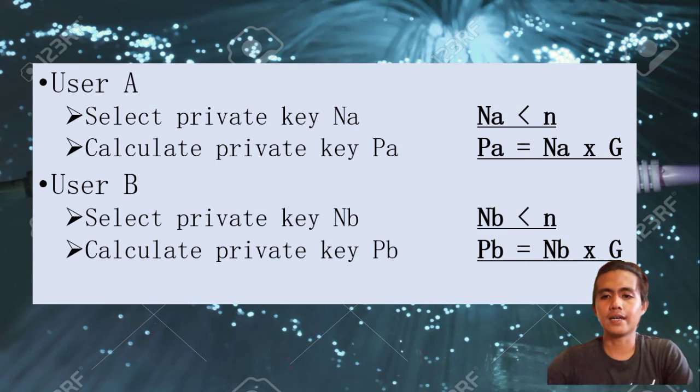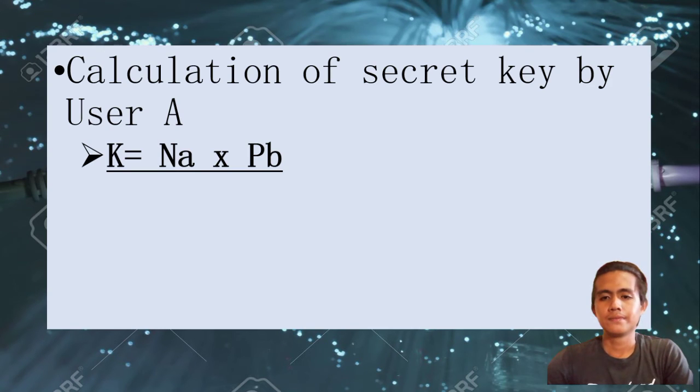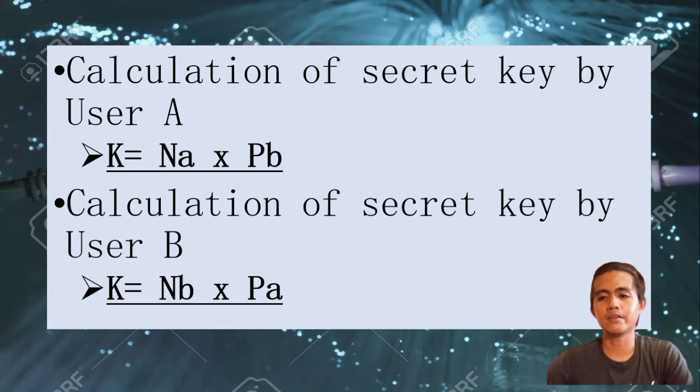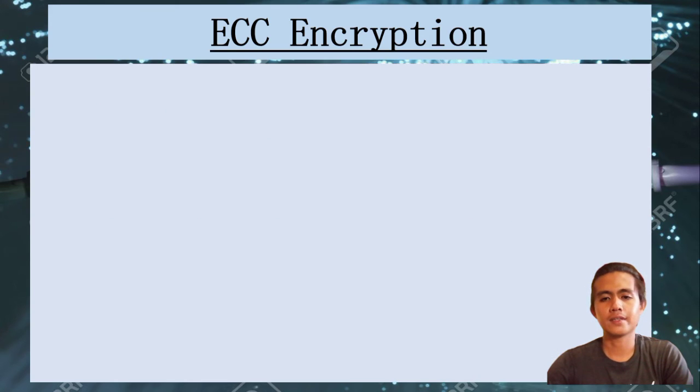Next is to calculate the secret key, which is shared by users A and B, by using the formula. K is equal to nA times PB. nA is the private key of user A. PB is the public key of user B. We all know that the public key is shared by both users. In the same way, we are going to use the private key of user B and the public key of user A. Next, for ECC encryption, let the message be M.